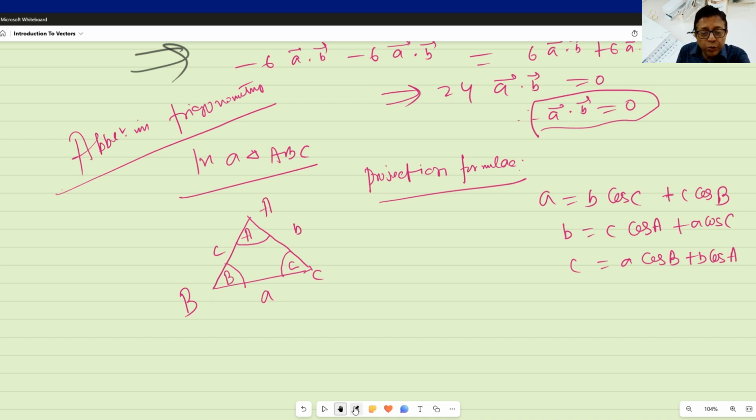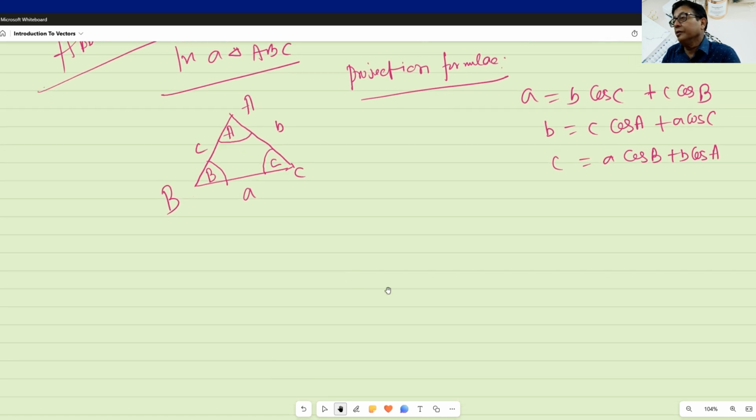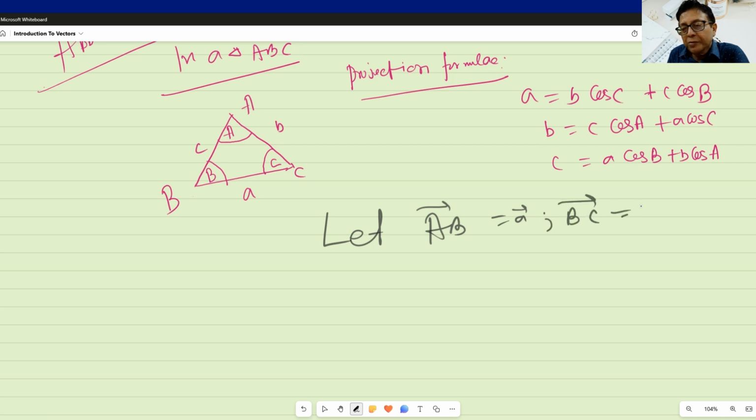To prove this, what will we do? We'll use the concept of vectors, because you are finding applications of vectors only. So you start in this manner. Let AB vector equal a, BC equal b, and CA equal c. This vector we have taken as a. This is my assumption. We can take this.